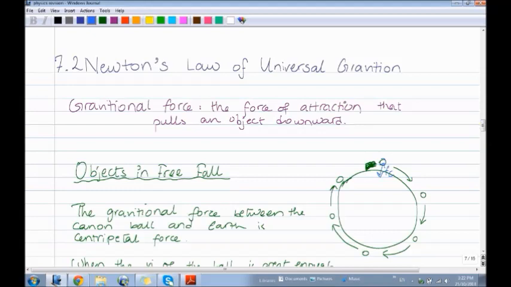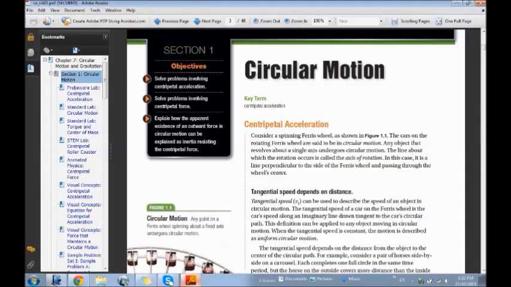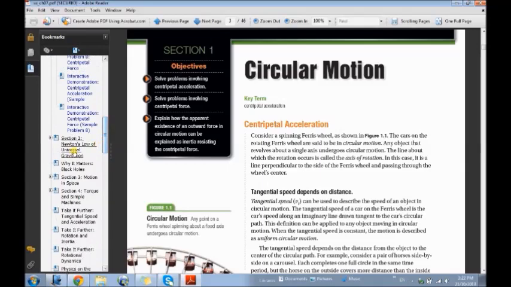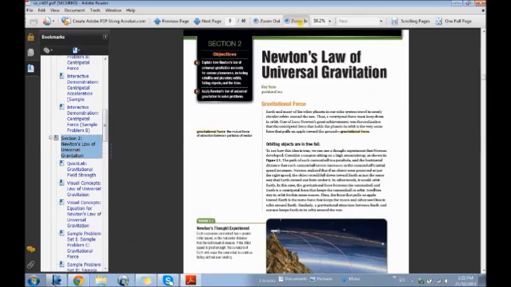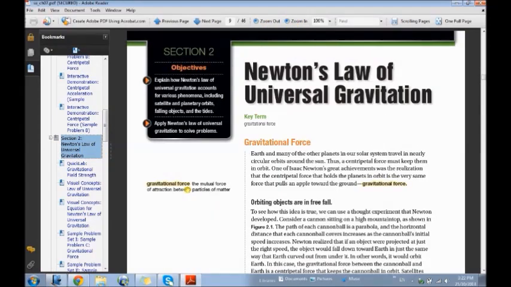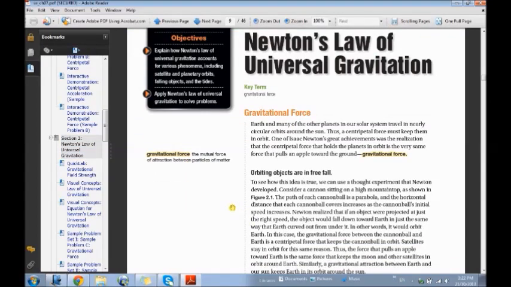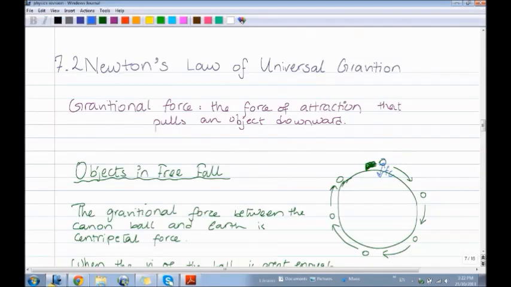Gravitational force is the force of attraction that pulls an object downward. Now from the textbook they have a different meaning, which says that the gravitational force is the mutual force of attraction between particles of matter. It could be either this or that.